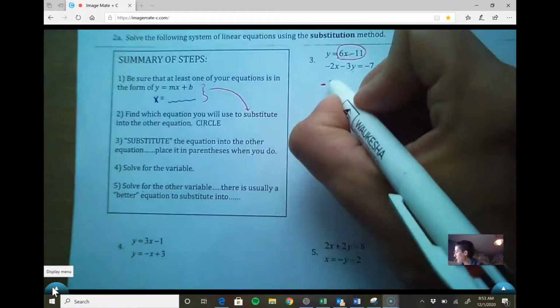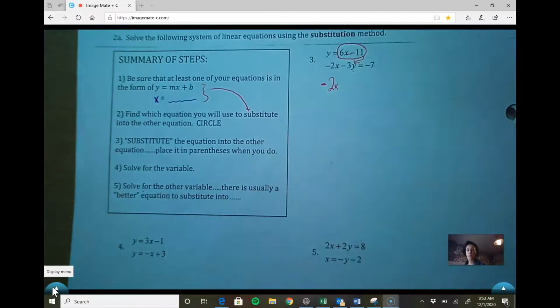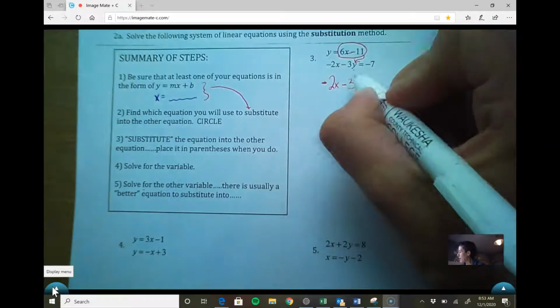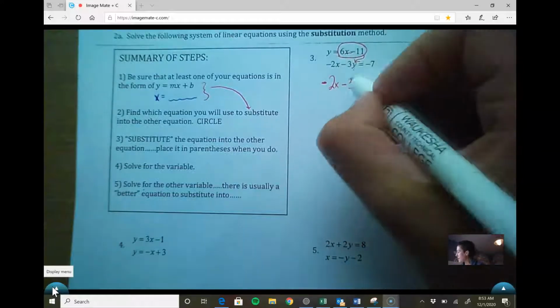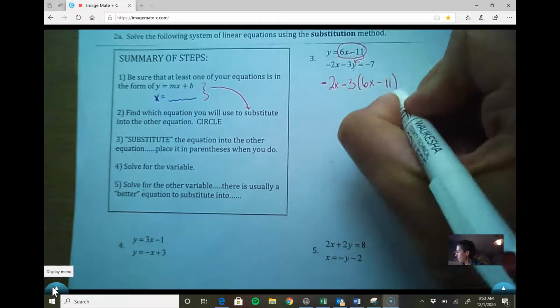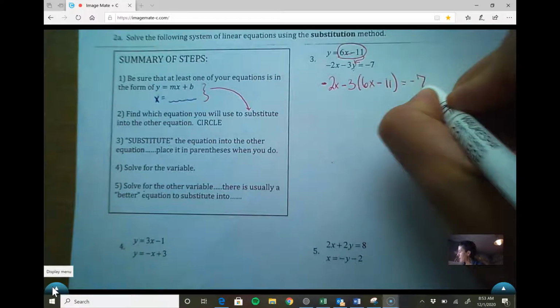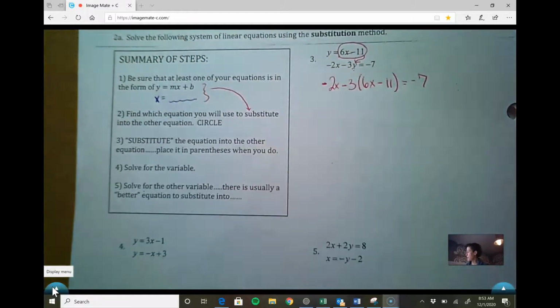You might want a calculator in case the numbers get too big, but we'll see what happens. So I have negative 2x minus 3, but instead of y, I'm going to replace y with 6x minus 11, and I'm going to put that in parentheses when I do that. And then I still have the equals negative 7. Okay? So, again, you might want a calculator. I'll just have mine off to the side. We'll see how much math we can do.